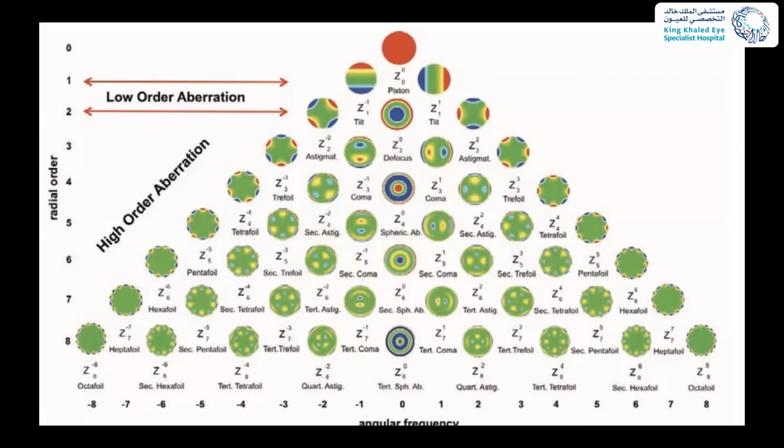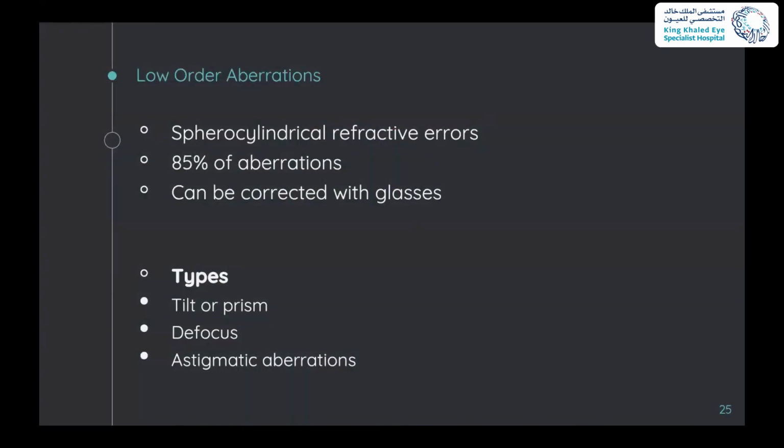This map is not as complicated as it looks. We use it with orders and different frequencies in order to study these aberrations and to know what kind of aberrations we're dealing with. Lower order aberrations are mainly the refractive errors, specifically the spherocylindrical refractive errors. About 85% of all aberrations are low order aberrations. The good thing about them is that they can be corrected with glasses. We have different types, including tilt, defocus, and astigmatic aberrations.